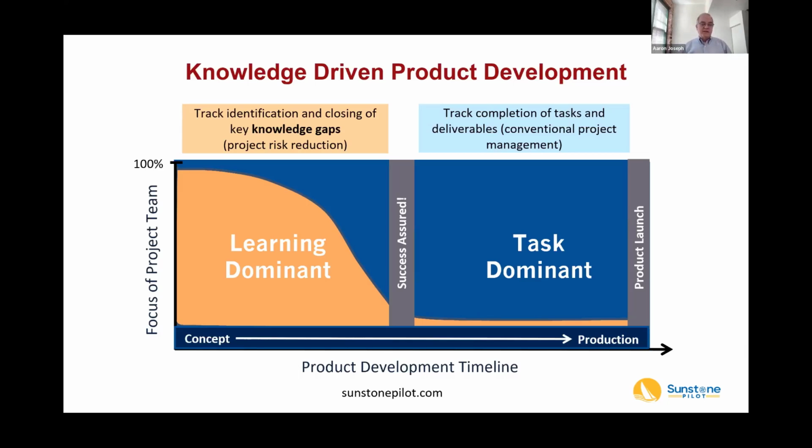And I've been on those projects as well. Now, in the diagram, the milestone marked success assured is the point at which the product team has closed those knowledge gaps or reduced project risks to a manageable level. From that point onward, there's still a lot of design and development work to be done, but it's predictable work. And that's crucial in new product development. And it also means that the company can be confident that after all this effort, this will result in a successful new product.